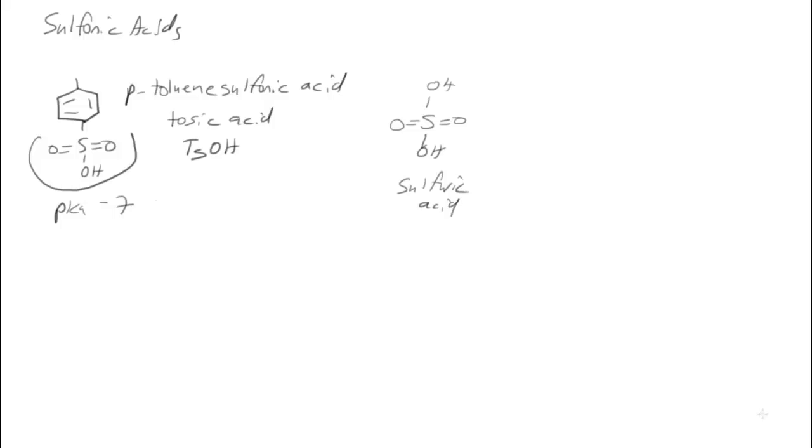Try to take para-toluene sulphonic acid and see if you can draw the anion of that, so deprotonate it, and then draw all the resonance forms of it. Pause the video until you finish that, and then we will continue.